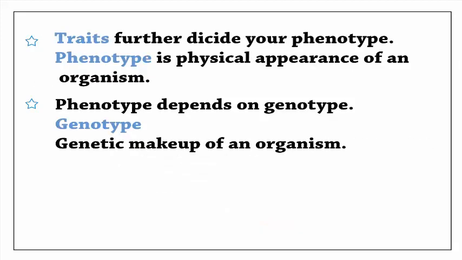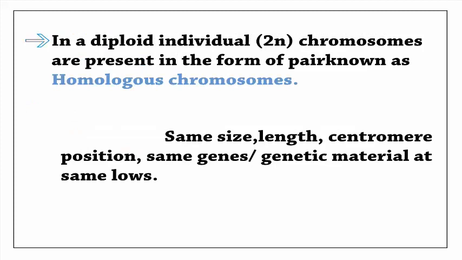Traits further decide your phenotype. Phenotype is the physical appearance of an organism. That phenotype depends upon the genotype, that is, the genetic makeup of an organism. So, in a diploid individual, chromosomes are present in the form of pairs known as homologous chromosomes. Homologous chromosomes have the same size, same length, same centromere position, and same genes or genetic material at the same locus.